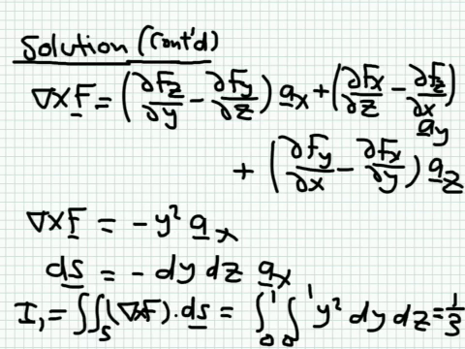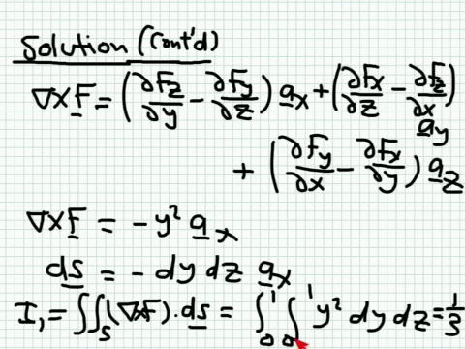We know from our selection of the direction of the contour that our differential area element is minus dy dz ax. And notice why I selected the negative sign: because of the direction of circulation of the contour, in order to observe the right hand rule. So what we do next is simply to integrate over the surface of this square minus y squared ax dot minus dy dz ax.